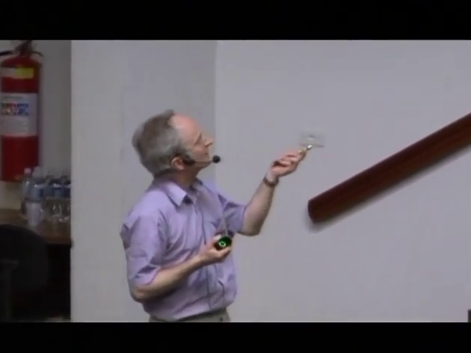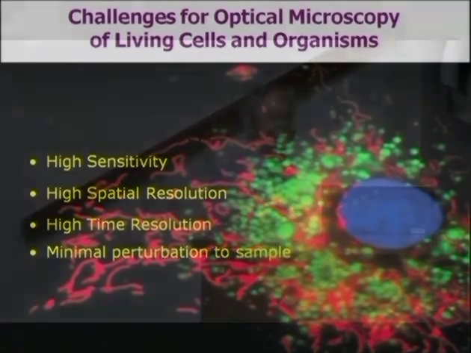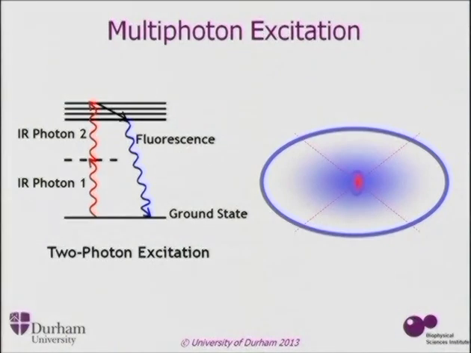But I now want to move on slightly from that. So overall, we said yesterday that the challenges in optical imaging are that we want high sensitivity, high spatial resolution, high time resolution, and to minimally perturb the sample. And we've said, okay, with SPIM imaging we've minimally perturbed it, but we're still putting some blue light into it.